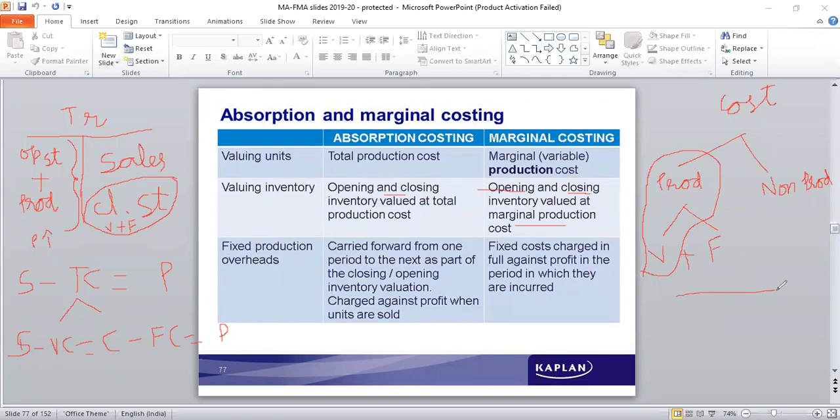So coming to marginal costing. In the trading account, we have the opening stock, then the production, sales, and the closing stock. The closing stock will have only the variable cost. So when a lesser cost is charged to the closing stock, it will also result in a lesser amount of profit. We see that the profit is also less.